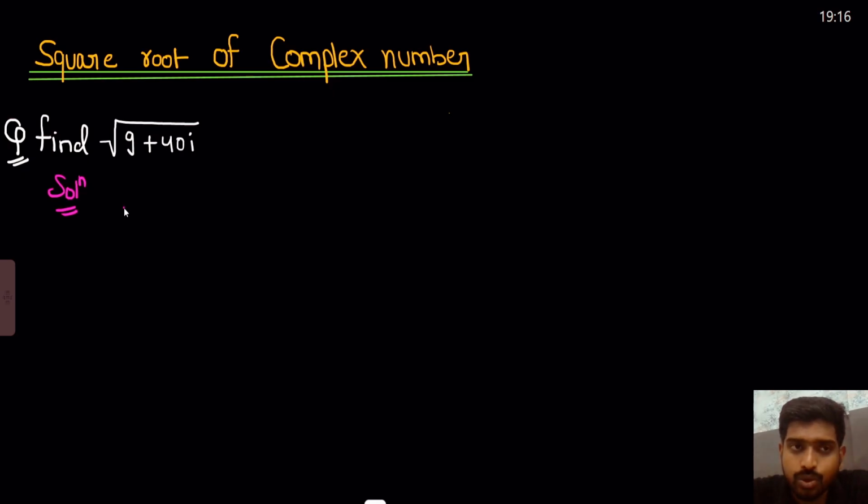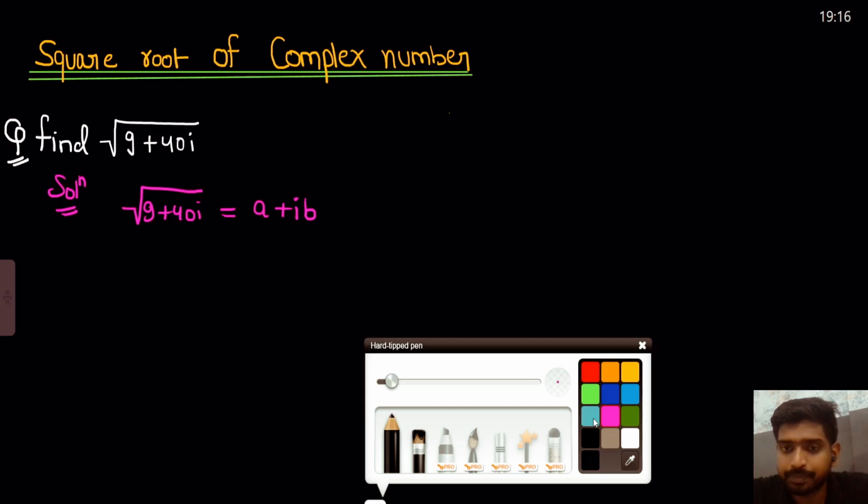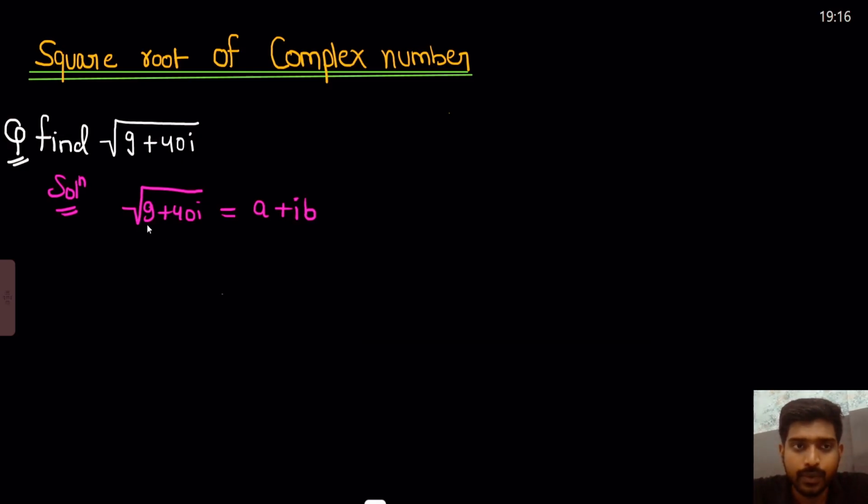So what we will do here: the square root of 9 plus 40 iota, I'll assume some complex number. Let the complex number be a plus iota b. Now our objective is to find the values of a and b. So for this, we'll square both sides. So 9 plus 40 iota will be equal to (a plus iota b) whole square.